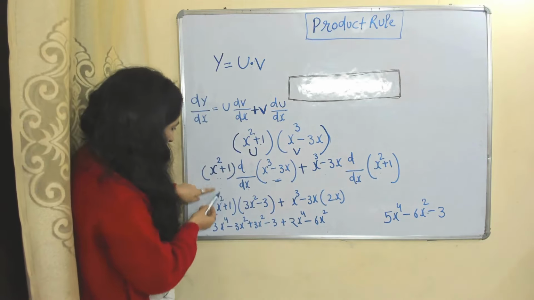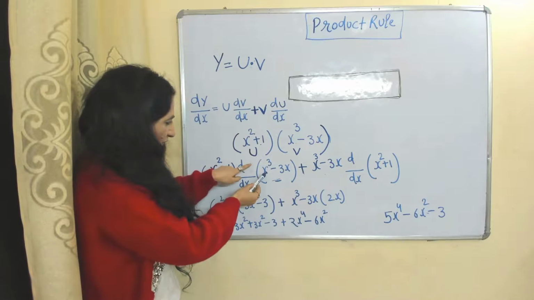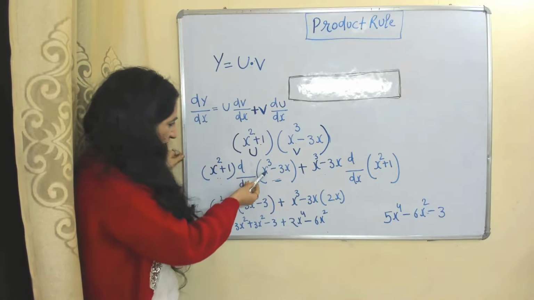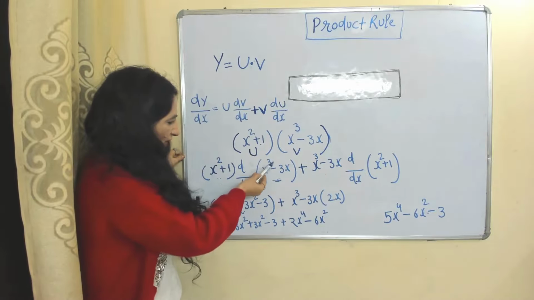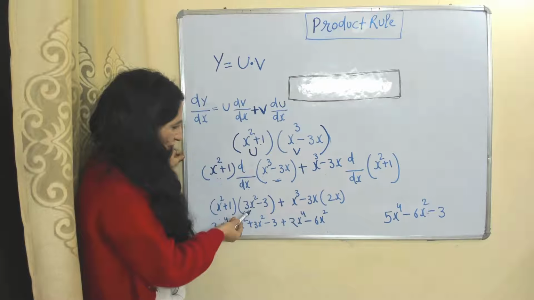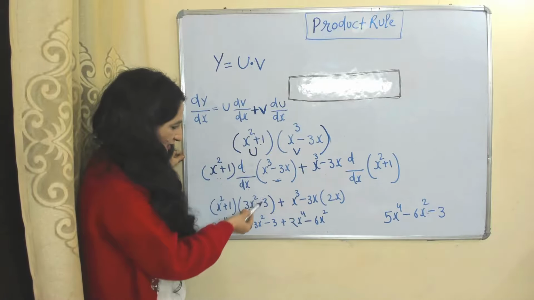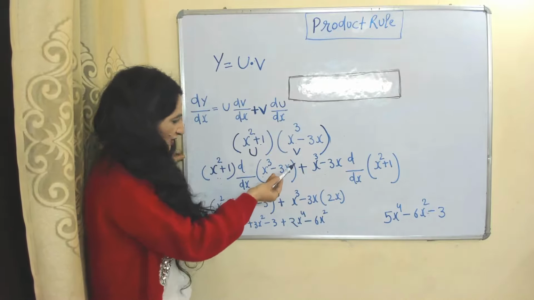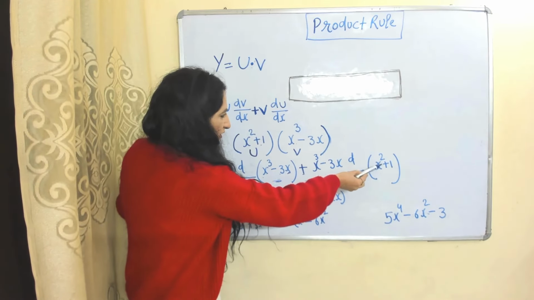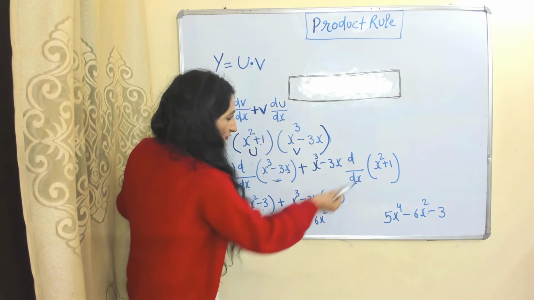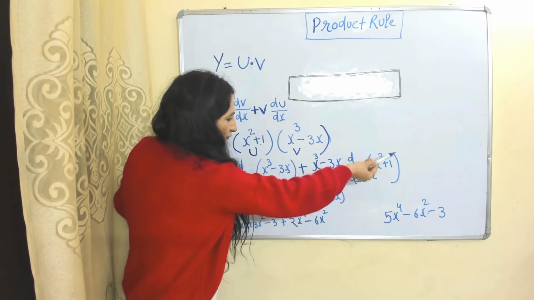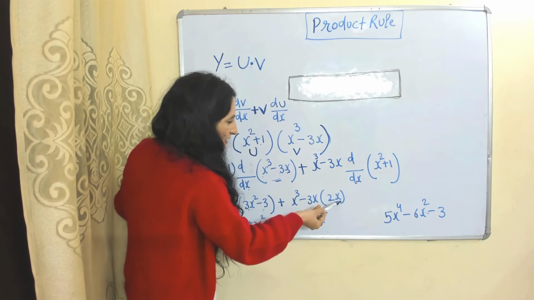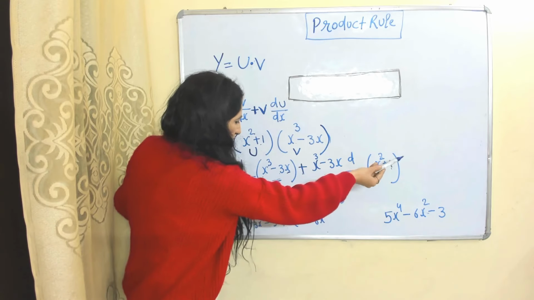So, we will keep u as it is and differentiate v with respect to x. This power will come below and we will minus 1 from the original power. It will become equal to 3x square. Minus sign, and differentiation of x is equal to 1, so it will become equal to minus 3. Then apply plus sign. We will keep v as it is and differentiate u with respect to x. This power will come below and minus 1 from the original power, it will become equal to 2x, and differentiation of a constant is equal to 0.